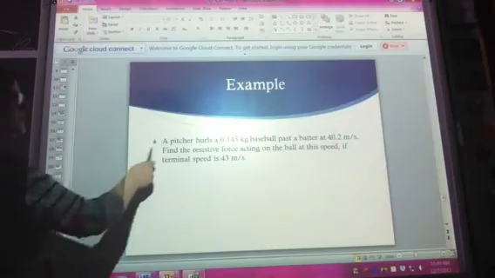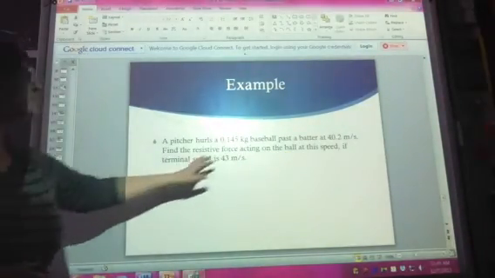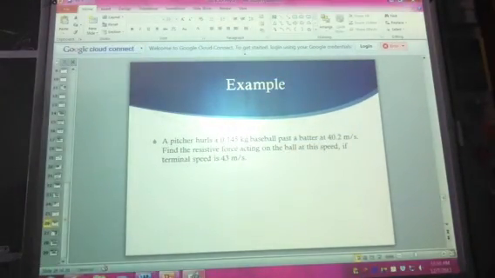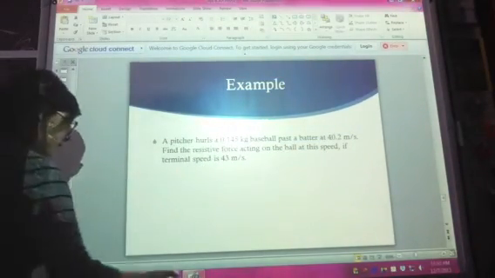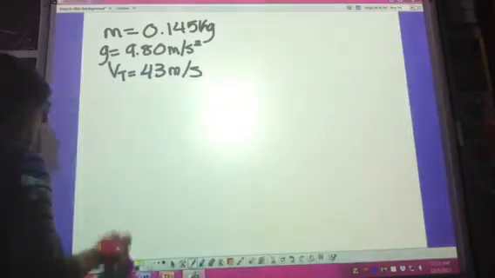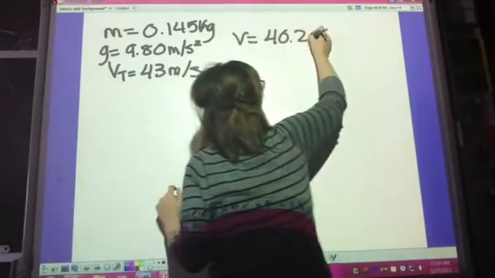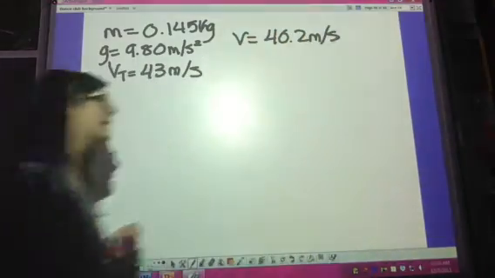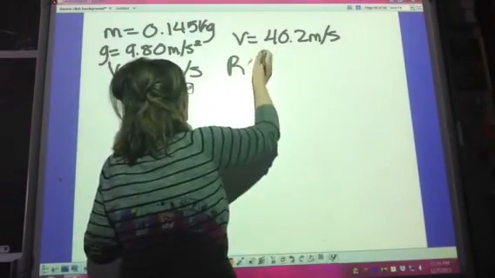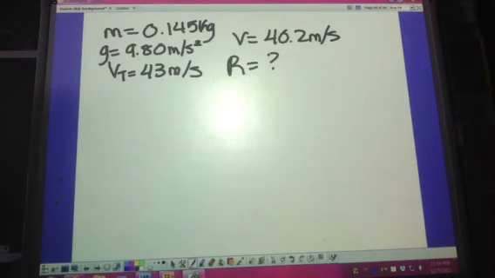So we know that this pitcher is hurling this baseball past a batter, and once it's past that batter, we know that it has a speed of 40.2. We knew that its terminal speed was 43. So I just know that at another time, v is equal to 40.2 meters per second. So we know all of these things. Our goal is to find R. What's the resistive force?